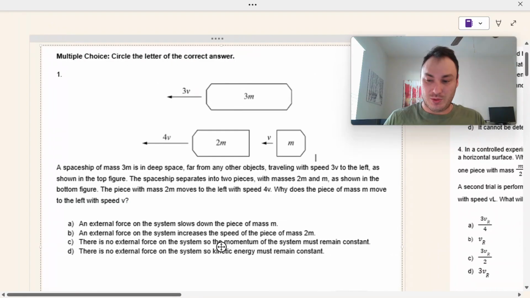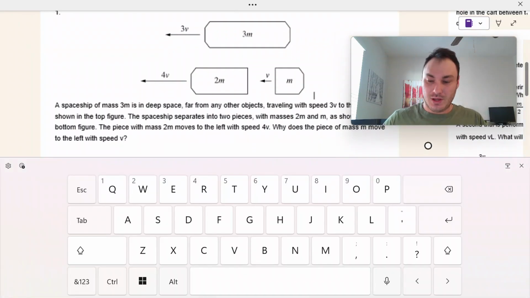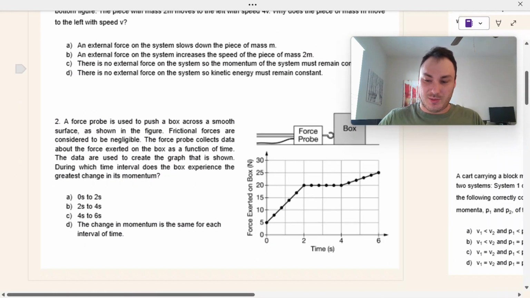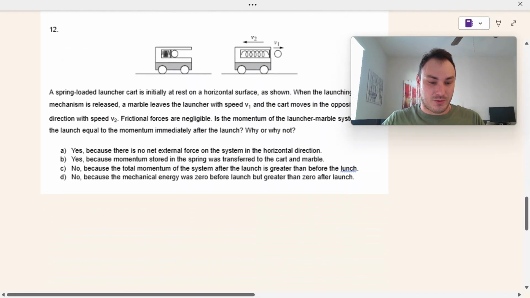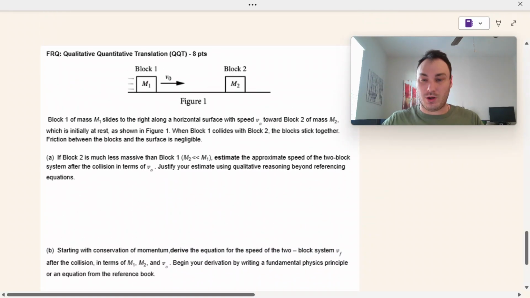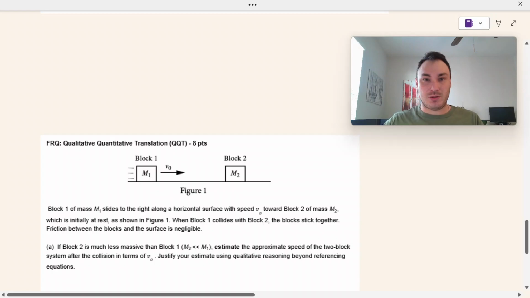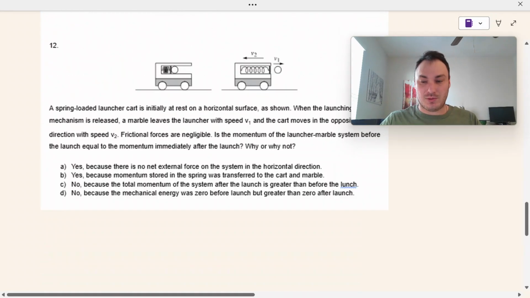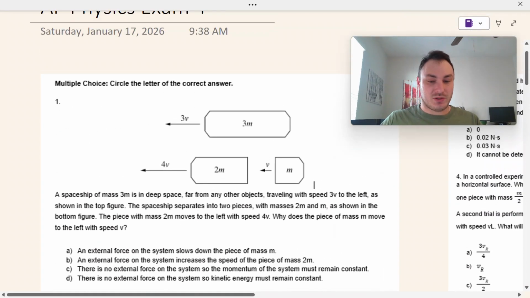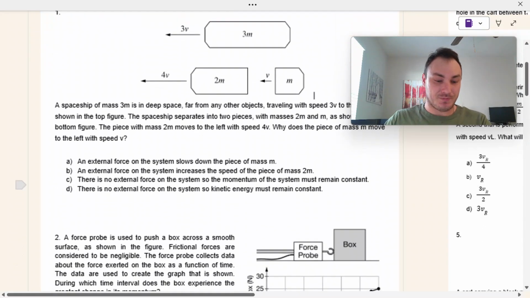I'm a little too close. There we go. All right, so this exam we have, let's see, how many questions do we have? We have to get through 12 questions, and then we have one QQT FRQ, which is the shortest FRQ. So total 20 points. Let's start working our way through the multiple choice questions.